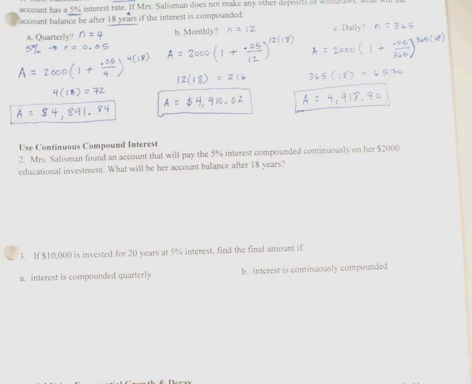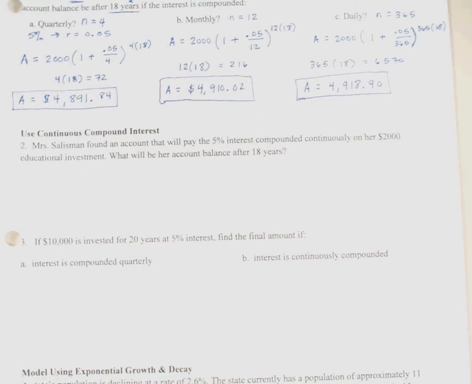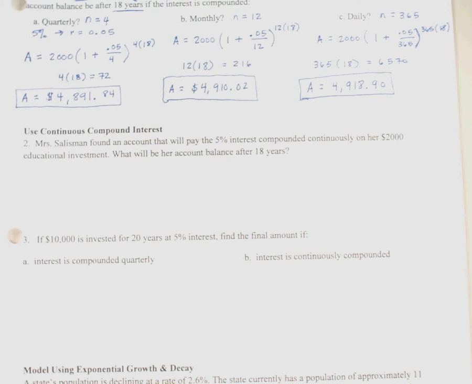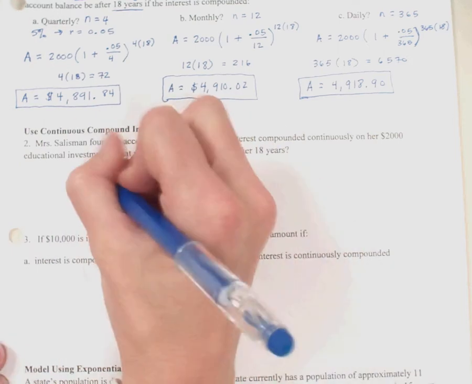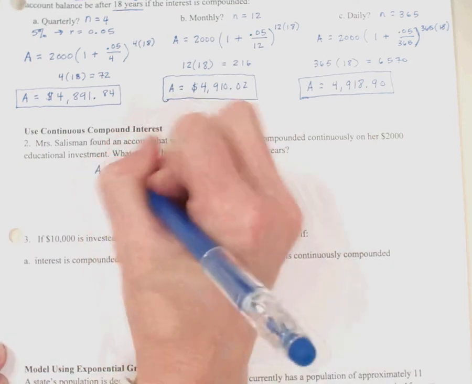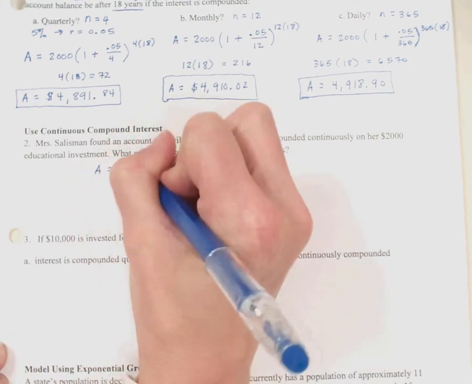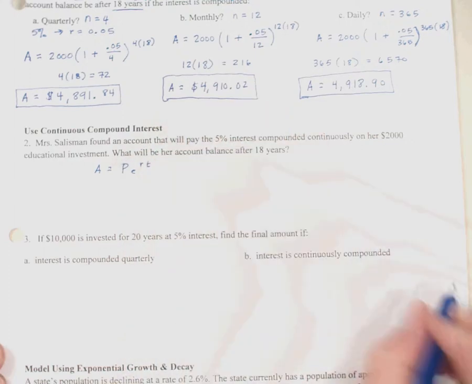In problem number 2, Mrs. Salisman found an account that will pay 5% interest compounded continuously on her $2,000 educational investment. What will be her account balance after 18 years? Okay. So because we are compounding continuously, we're going to use the formula A equals P e to the rt power.